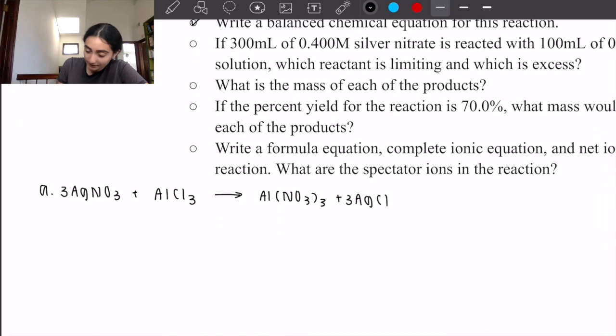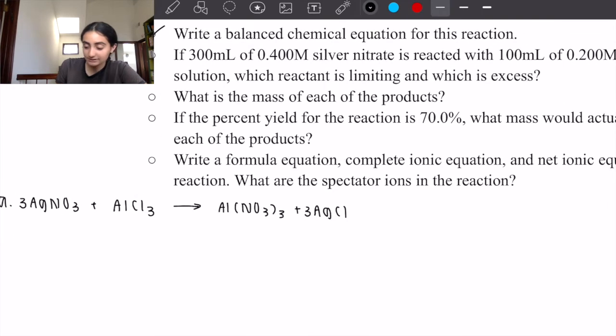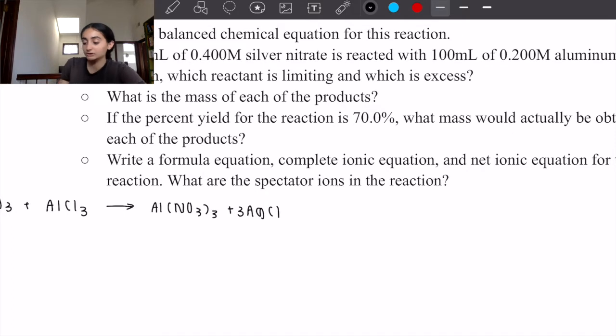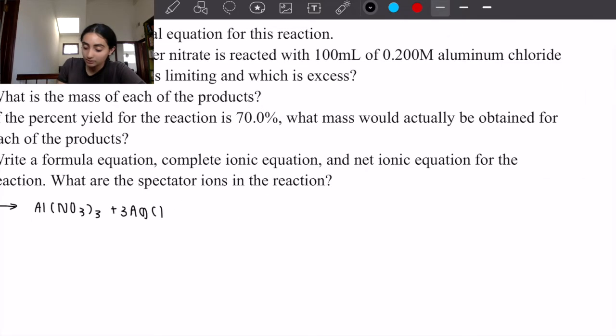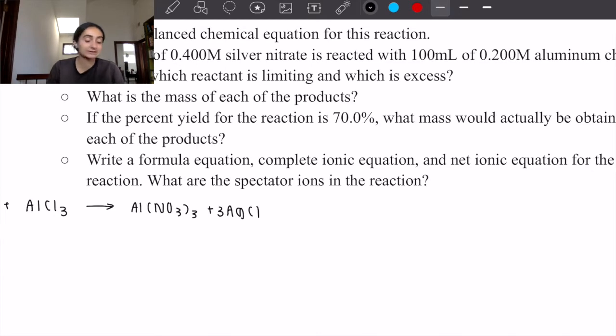So now we have if 300 milliliters of 0.400 molarity silver nitrate reacted with 100 milliliters of 0.200 molarity aluminum chloride solution, which reactant is limiting and which is excess. So normally, previously, when we've had limiting and excess problems, we have the mass of both of the reactants and we have to convert them to moles and then divide by coefficients and figure out which reactant is limiting and excess. In this situation, we have volume and we have concentration. And we can use those numbers and units to get to numbers of moles because we know the equation C equals n over V, which can be written to n equals C times V.